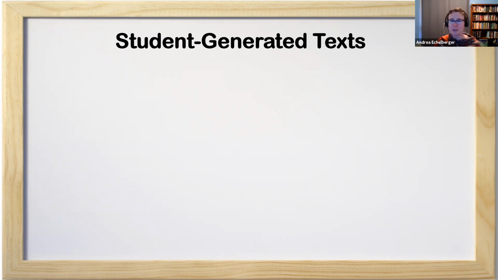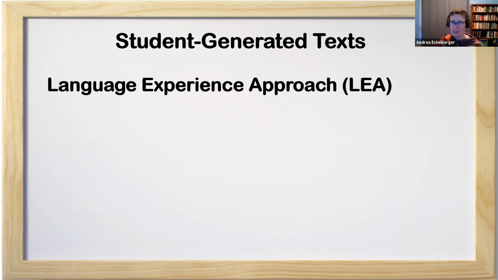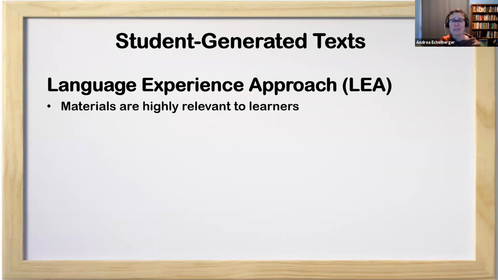So doing student-generated text, and a great way to do this is through a technique called the language experience approach. So the language experience approach, or LEA, has some pretty big advantages for learners. Number one is it tends to be highly relevant. And if you were in my session yesterday, we talked a lot about the importance of having relevant materials that capture interest.